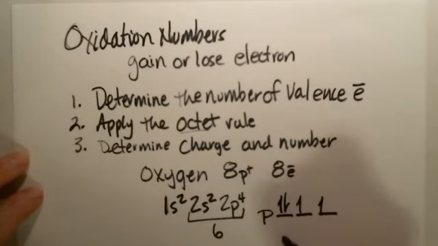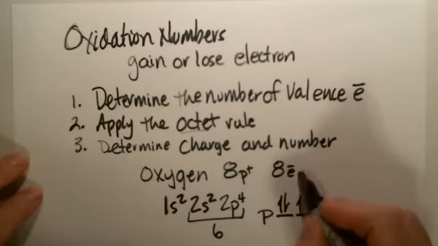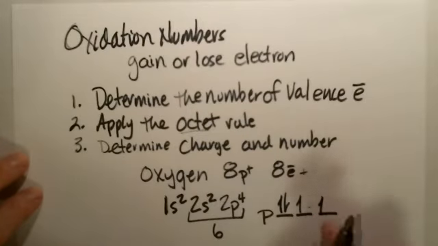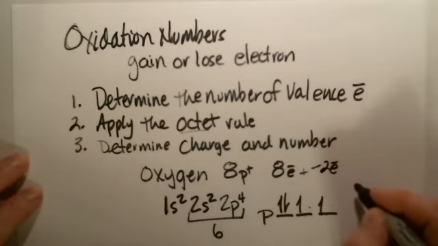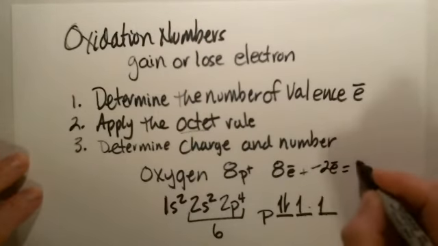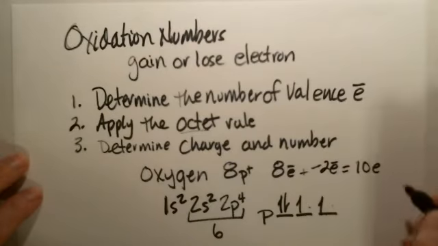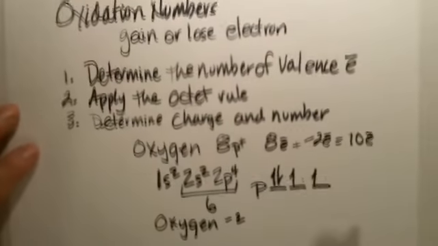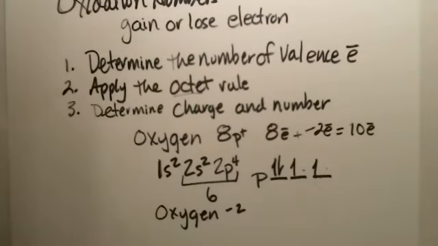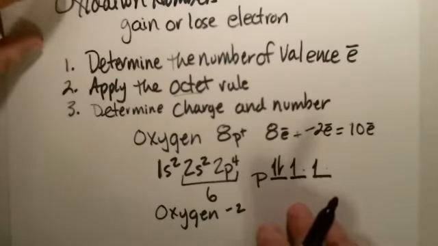Now, with oxygen, if it does that, it's going to end up changing the amount of charge that it has as far as negative is concerned. If it were to pick up these extra 2 electrons, these 2 right here, then we're going to add 2 more negative charges. And those 2 negative charges are going to bring our overall negative charge to 10. That means oxygen is going to have a -2 oxidation number. This tells us that oxygen wants to pick up 2 electrons.